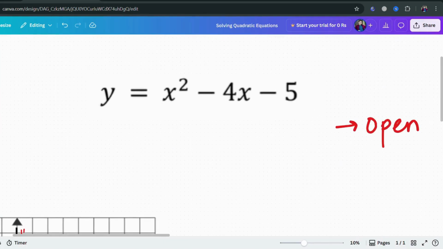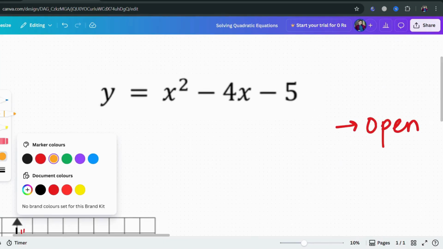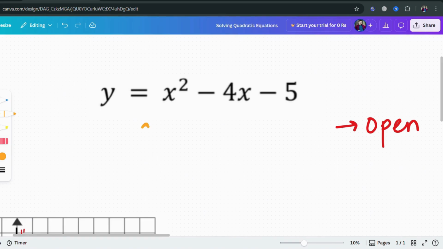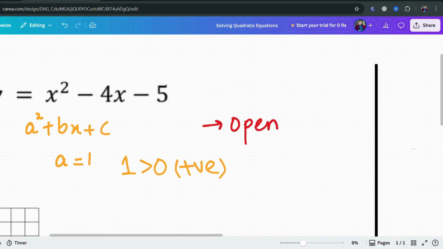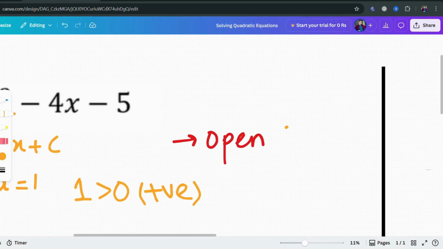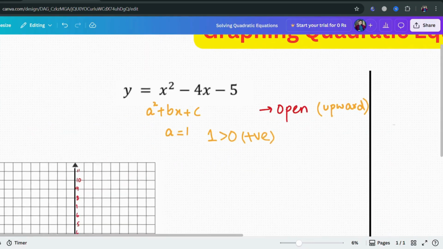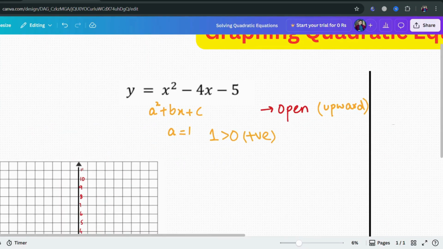For that, I will be comparing it with the general form of a quadratic equation, which is ax squared plus bx plus c. As per that, as you can see, a is 1, right? And 1 is greater than 0, which means it is positive. So whenever a is positive, it opens upward. The parabola opens upward. So this is the first thing that we find out already.